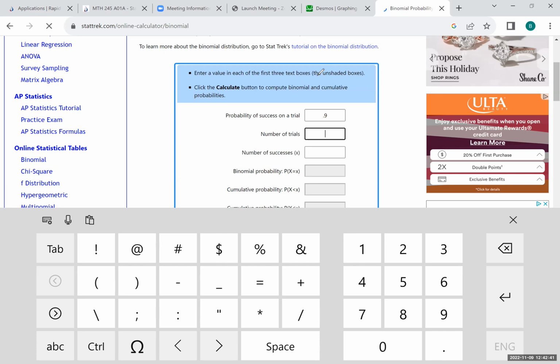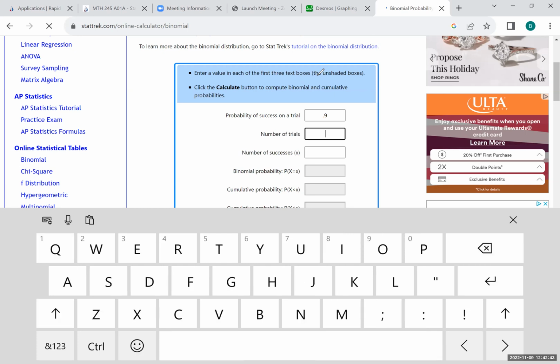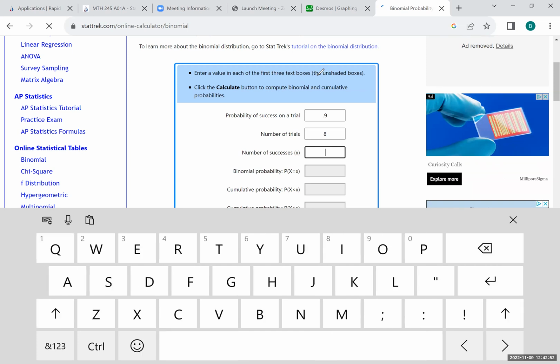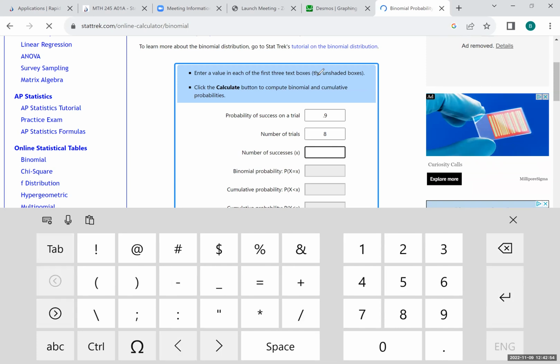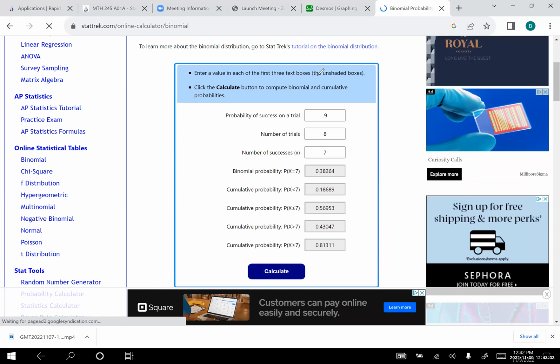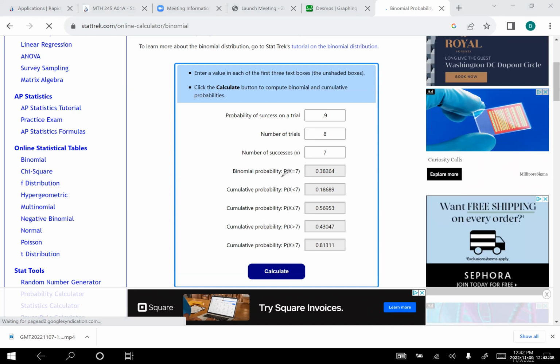Is the probability of success. 8 trials total. So that was the total number of bypasses you were going to do that day. You had 8 on your schedule. And we wanted to say, okay, what's the probability of having 7 successful ones? And then you do have to remember to always hit the calculate button. And our question asked for exactly 7. So here it is. X is equal to 7. And there is the answer that we got by hand.